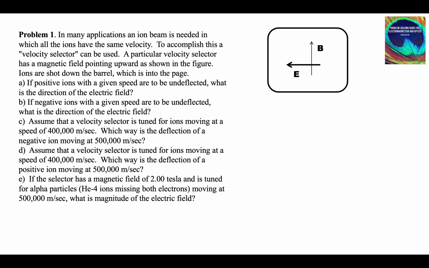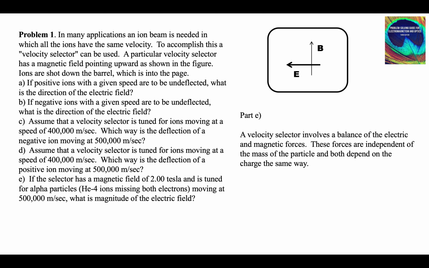Finally, part E, if the selector has a magnetic field of 2 Tesla and is tuned for alpha particles moving at 500,000 meters per second, what is the magnitude of the electric field? Well, a velocity selector is just the balance of the electric and magnetic forces. So the electric force is QE, the magnetic force is QVB. The Q's cancel, so the charge on the ion is irrelevant. There is no M in there anywhere. The mass is irrelevant.